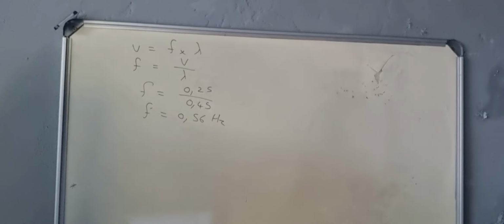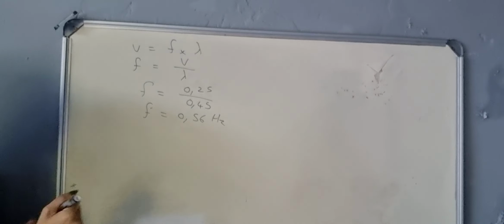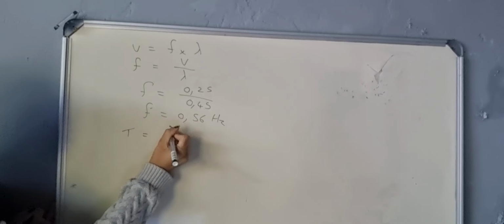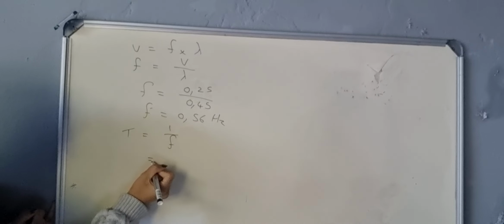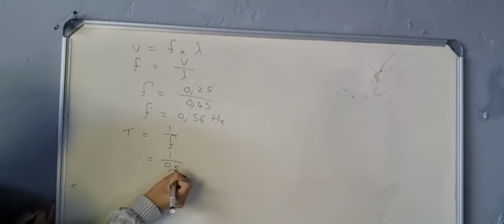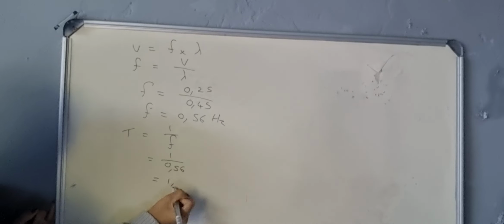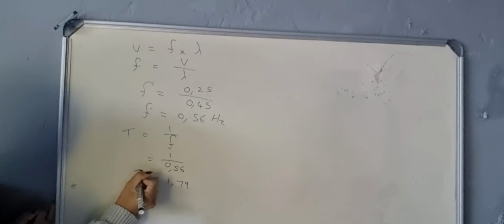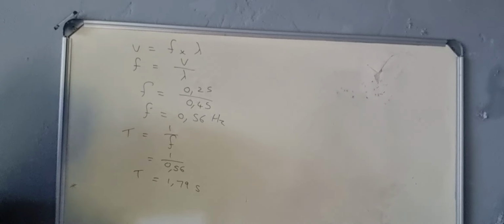For the next question, 2.4, it said calculate the period of the waves. Now the period is the time. So to calculate, time equals 1 over the frequency, and this would be 1 over the frequency we just calculated, 0.56, and this will be 1.79. Unit of measurement for time is seconds.